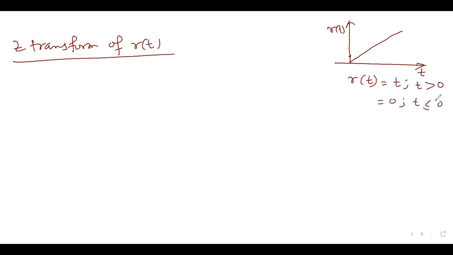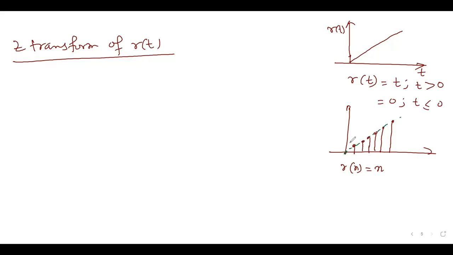Now, if you want to find the z transform of the ramp function, you need to convert it to a discrete function. So this is the ramp function. That means your ramp function R[n] is basically n.